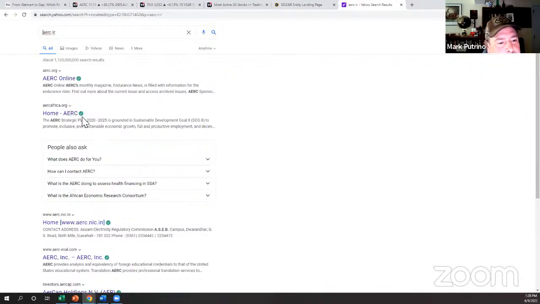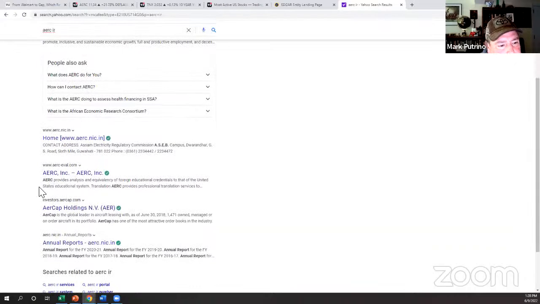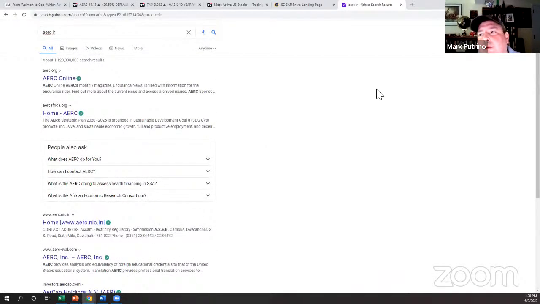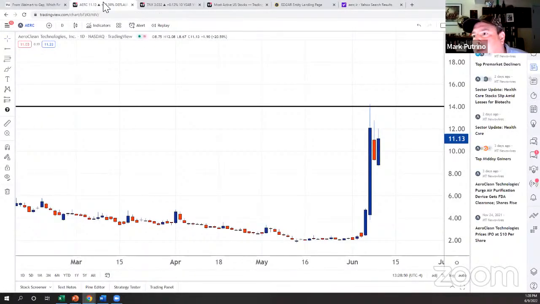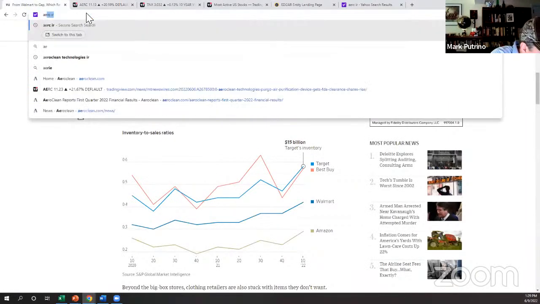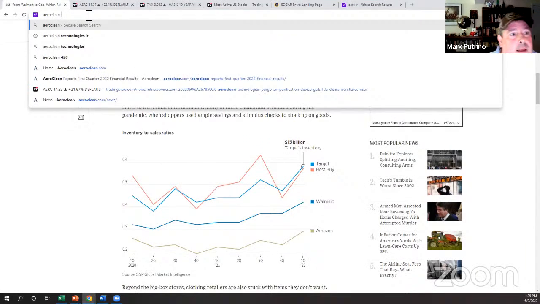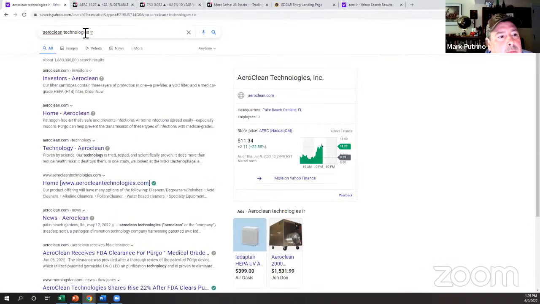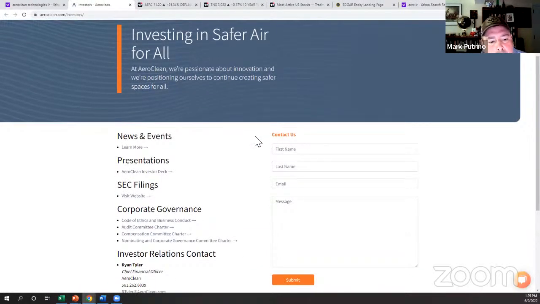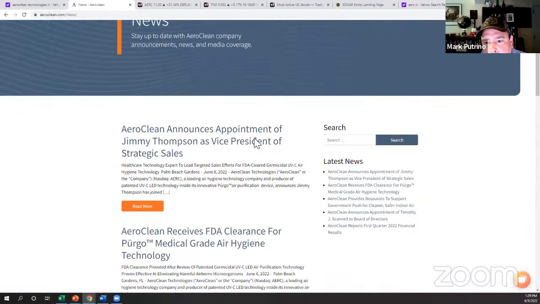Sometimes it's easy to find these things and sometimes it's not. AirCap, that's not it. Well, anyway, we could go and we would look at the company's financials and try to get an idea of whether this news is going to have a real solid impact. So AeroClean Technologies. Let me see if I can find it this way. AeroClean Technologies IR. Investor relations. All right, so we could come here and, I'm not saying we're going to do it now, but we could look at the news and see what's going on.